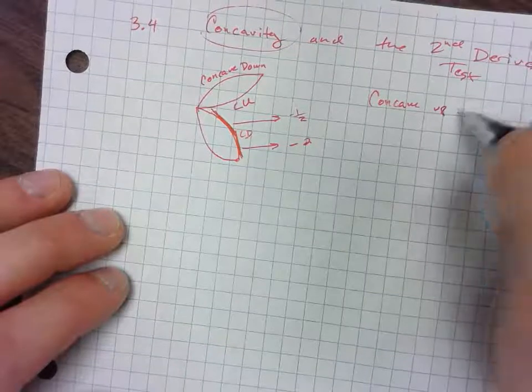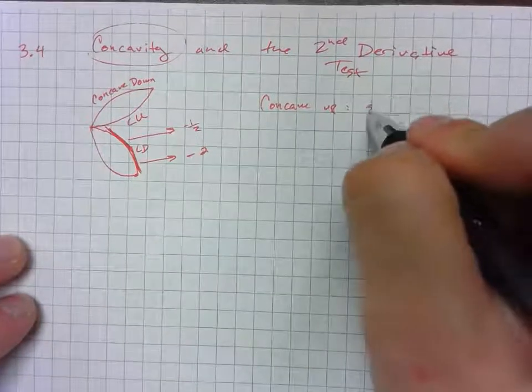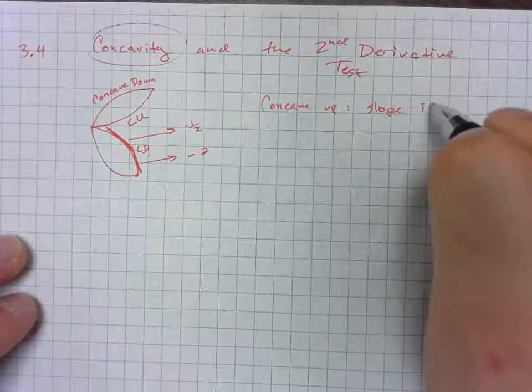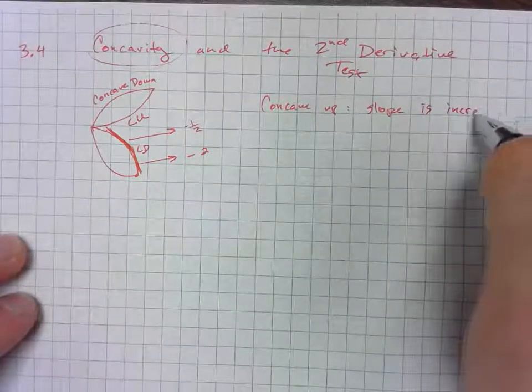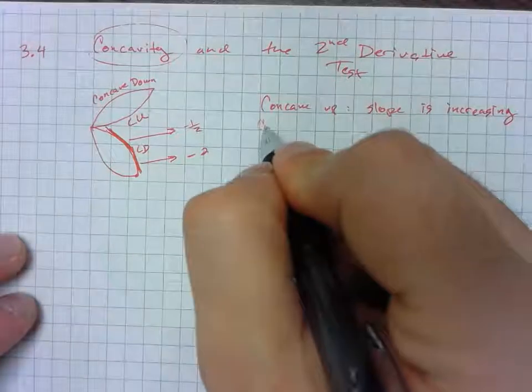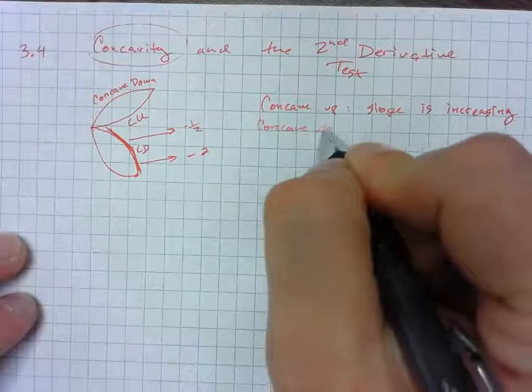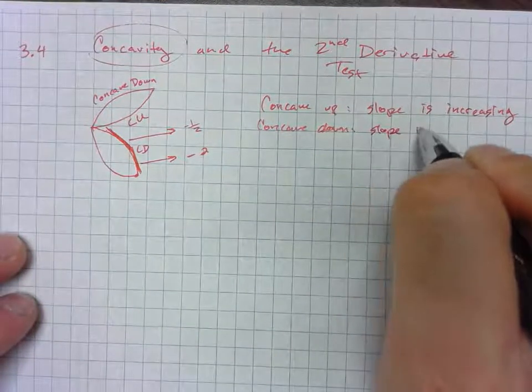Concave up is when the slope is increasing. And concave down is when the slope is decreasing.